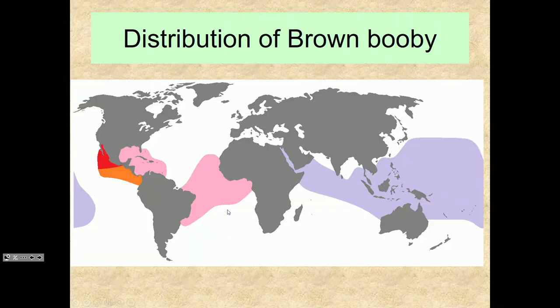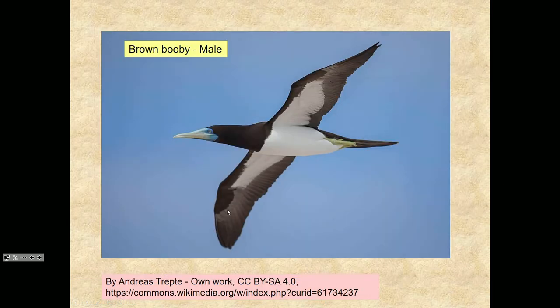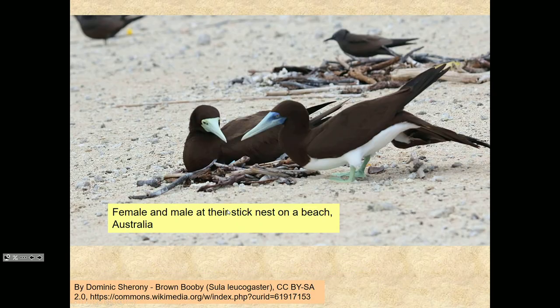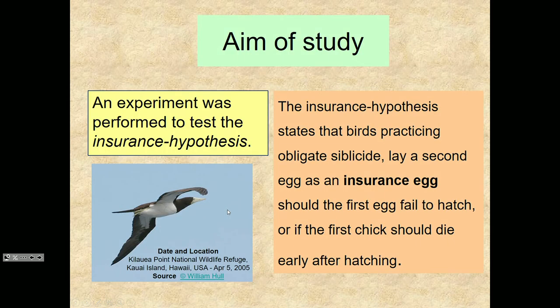This shows the worldwide distribution of the brown booby, with some different subspecies. This shows the female and the male. They don't build a very big nest, but it's still a nest. There is some difference between the male and the female. The female is on the left in that picture, and the male on the right. And this is a male in flight.